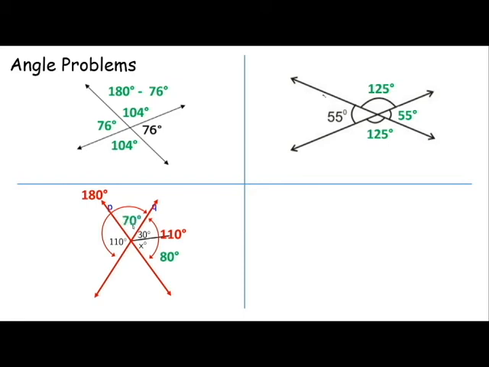Altogether, they've got to make 180. Means that has to be a 70. And that means the vertical angle across from it is a 70 as well. Here again, I'm just splitting things into pieces, looking for things that I can recognize.